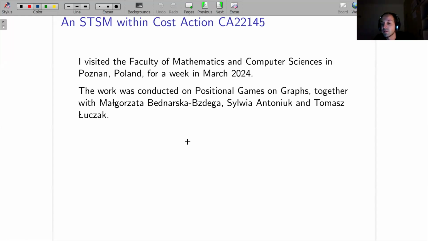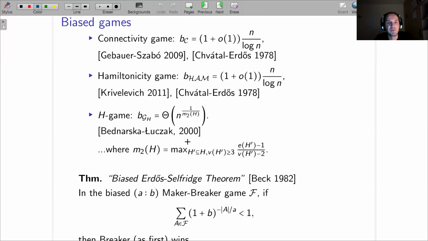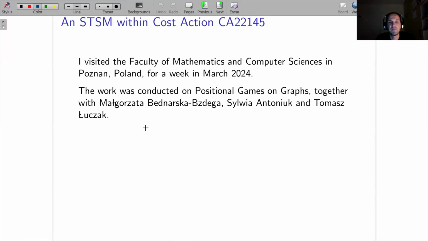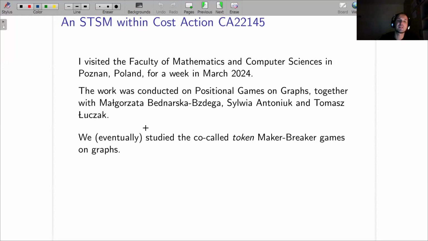Actually, one of these results that I advertised as seminal is the result of two of them. So I will quickly go back to show you here. You see Bednarska and Łuczak. These are the 2 authors for the threshold of the H game. And so we eventually studied so-called token Maker-Breaker games. Let me give you a flavor of what it is. So what are token Maker-Breaker games, in general?